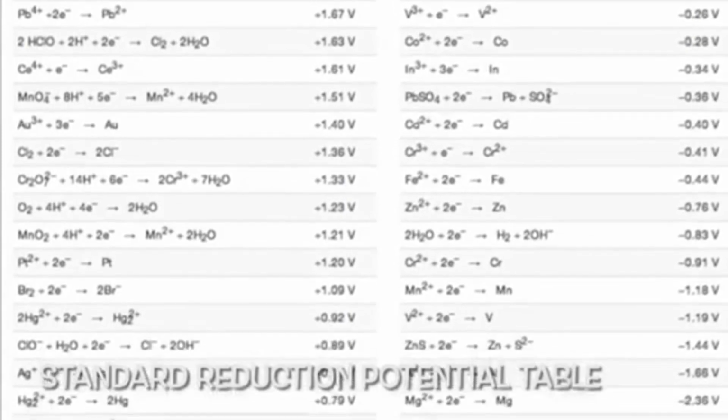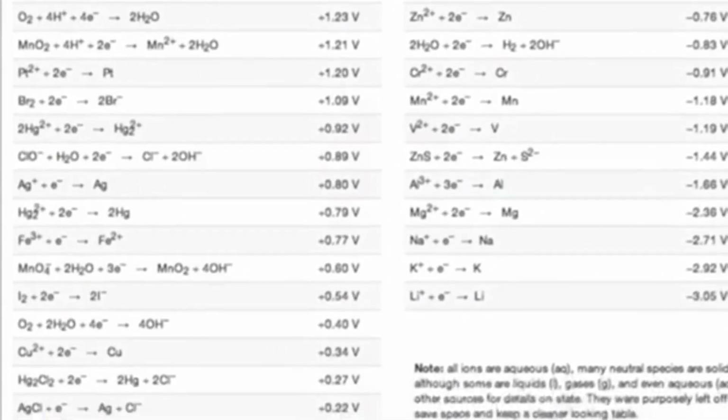We are familiar with the tables of standard reduction potentials, or E naught, which help us in predicting the ease at which half cell reactions occur with respect to other half reactions. These values of E naught are most often reported as the potential measured in an electrochemical cell, for which the standard hydrogen electrode is used as a reference.